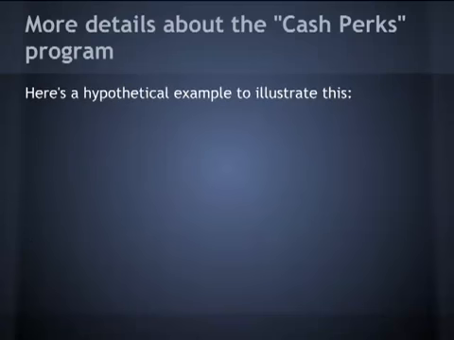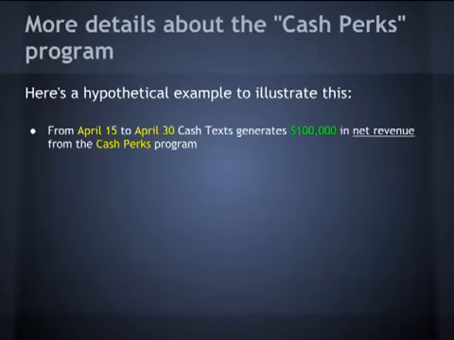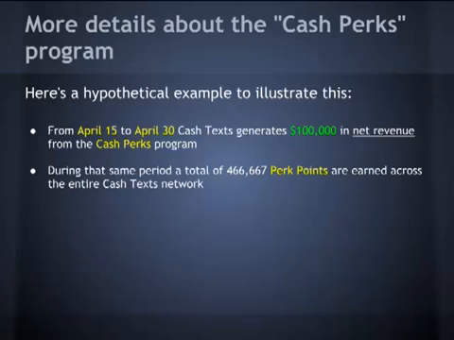So check this out. Here's a hypothetical example to illustrate this. From April 15th to April 30th, CashText generates $100,000 in net revenue from the Cash Perks program. That's from sending out the offers and whatever those offers generate in net revenue from sales. During that same period, a total of 466,667 perk points are earned across the entire CashText network.